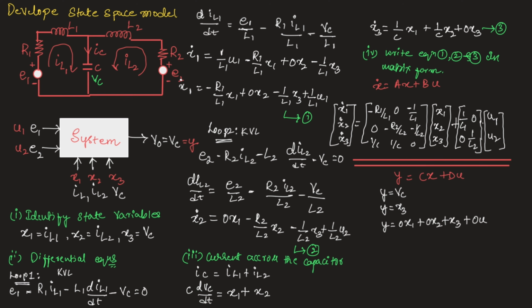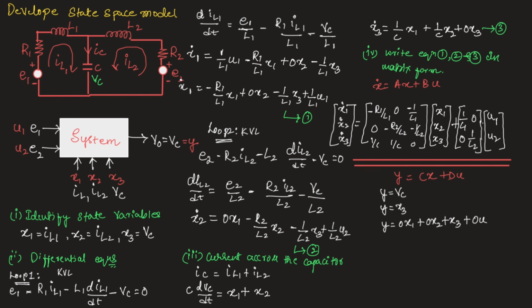Now let us write the output equation. Output equation can be represented as y is equal to Cx plus Du. So from the circuit we can write y is equal to Vc, which is the output voltage. So here Vc is nothing but x3, so that's why we have written y is equal to x3. In this equation we don't have x1 term, x2 term and u term, so that's why we have written the above equation as y is equal to 0 x1 plus 0 x2 plus x3 plus 0 u.